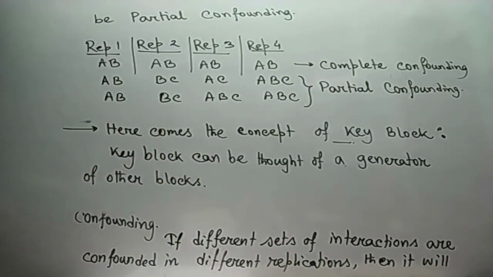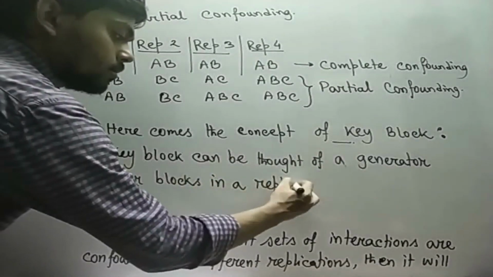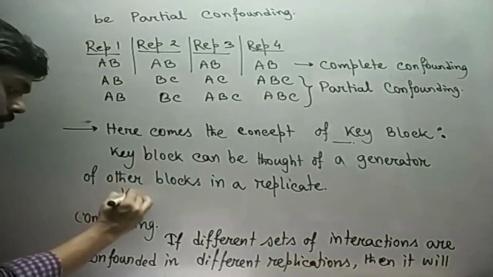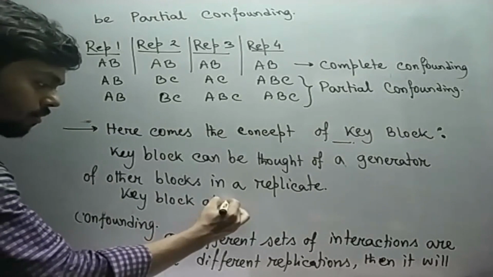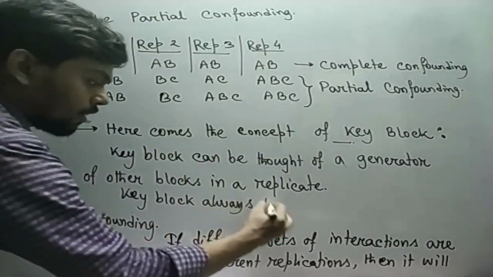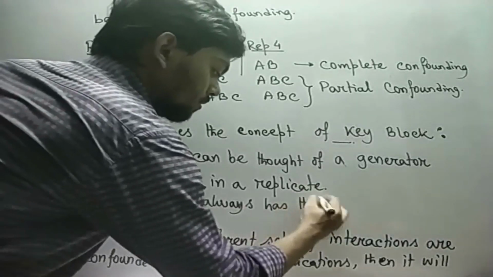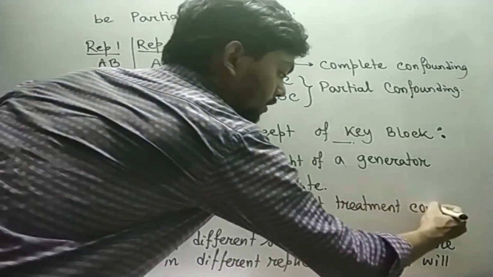Now we can write this in a replicate, so obviously in a single replicate. Okay, now the key block always has that treatment combination.